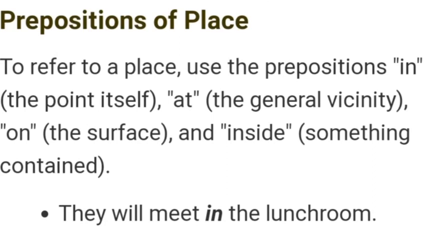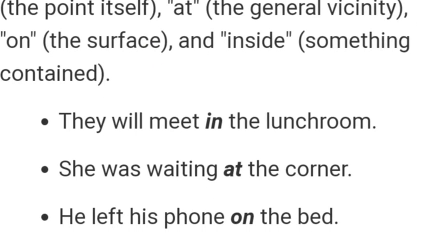When we are referring to a place, we use the prepositions in, at, on, and inside. They will meet in the lunchroom. She was waiting at the corner. So when we are showing places, we use these kinds of prepositions. Now quickly we are going to take a look back at your book, at how we learn prepositions. We are going to revise from your book, then we will conclude this revision lecture.